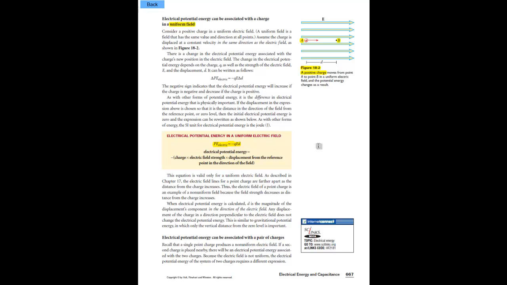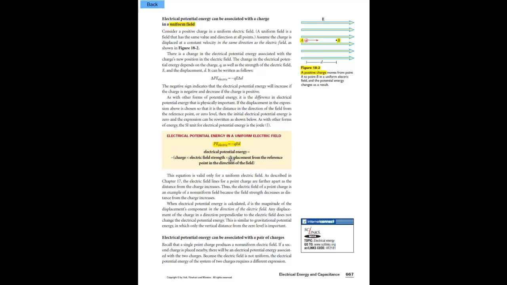Turn him around, go from B to A, he's now rolling down his energy hill. He is going from a higher potential energy state to a lower one. Yes, I still have a negative Q, but I also have a negative D. The outcome, a negative potential energy. Now, this equation is only good for a uniform field.